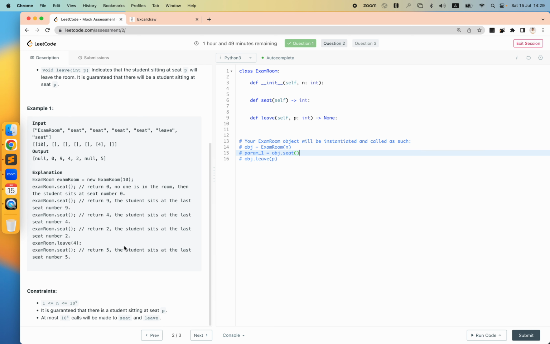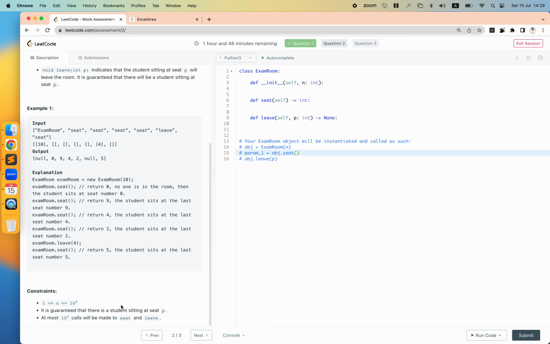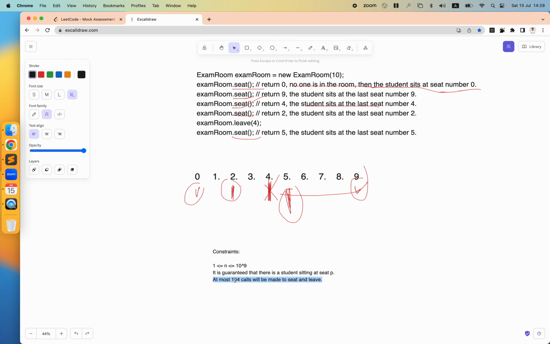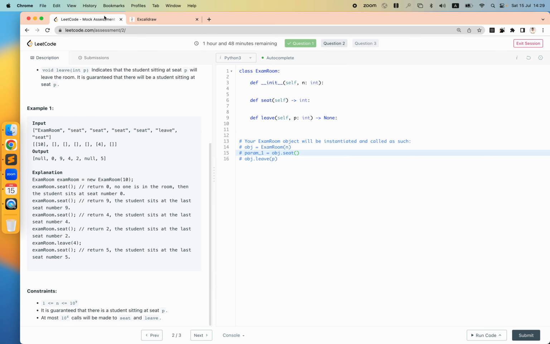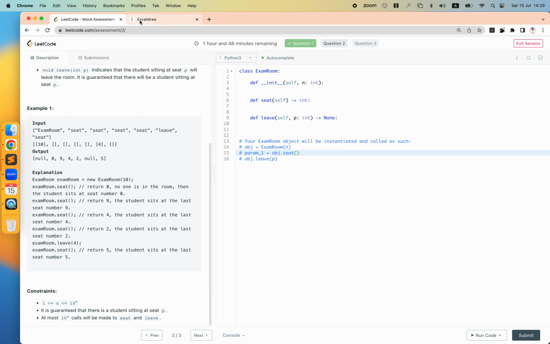Let's check. N here is quite big, but as more this one call to make sit and live. Okay. We just simulate it.